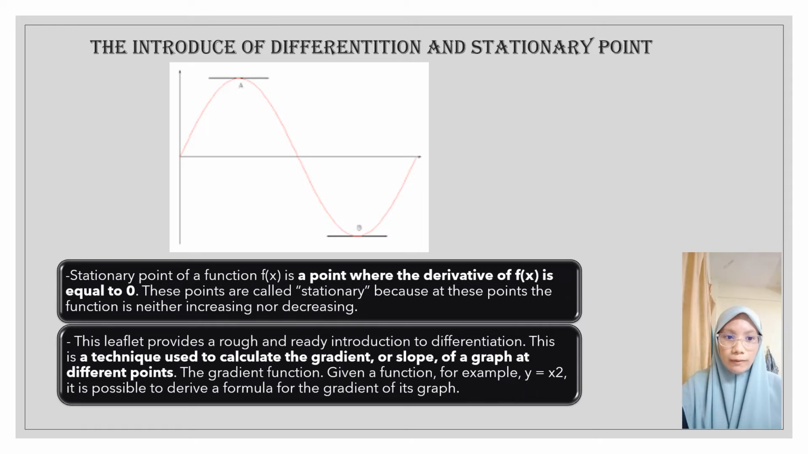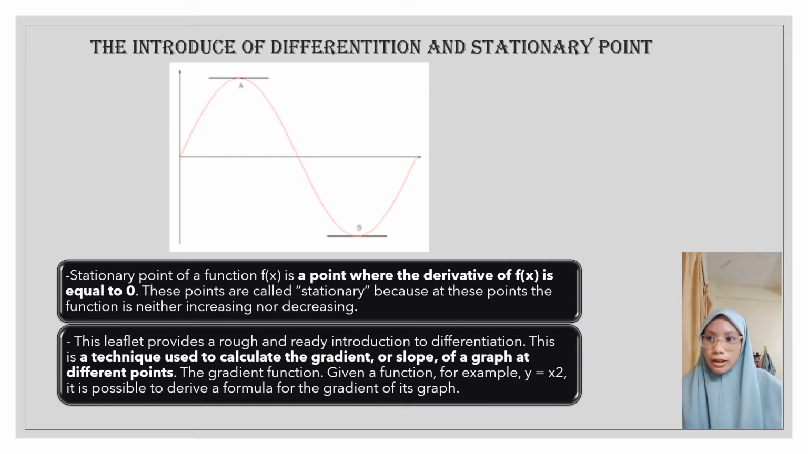A stationary point of a function f(x) is a point where the derivative of f is equal to 0. These points are called stationary because at these points the function is neither decreasing nor increasing. To determine whether the stationary point is a maximum or minimum, the second derivative of the function is determined.